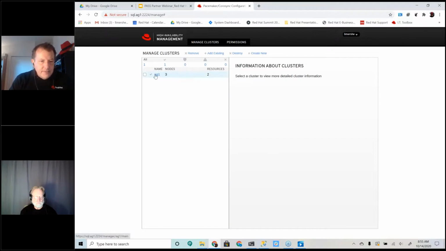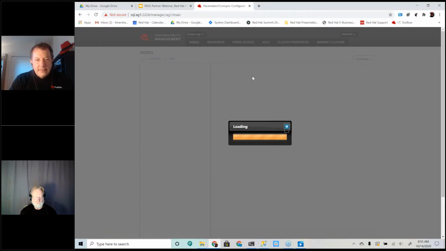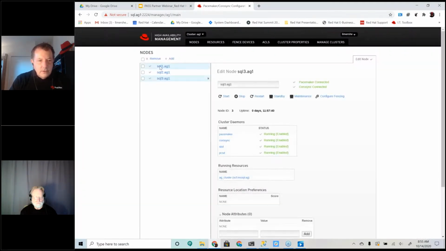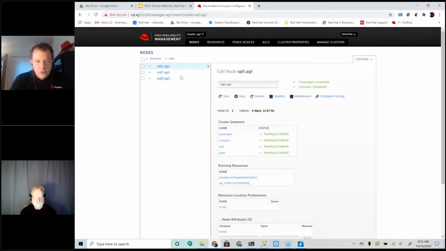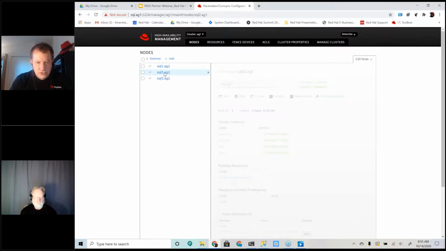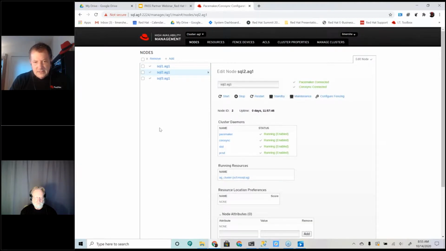So at this point, here's our cluster. We're going to go ahead and take a look at the internals of the cluster. We'll see, as we know already, that the virtual IP address is running on node 1. And node 2 is only running the AG cluster. Obviously, it's running a non-active version of that resource agent. And then same for SQL 3.